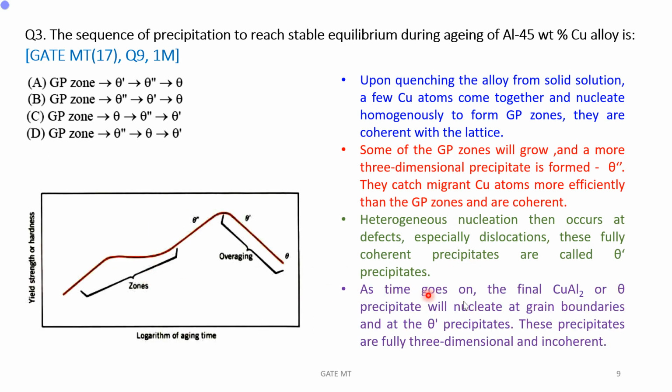And finally, as time goes on, what will happen? The final CuAl2 or theta precipitate will nucleate at grain boundaries. These precipitates are fully three-dimensional, but they are incoherent. Therefore, they will lead to a decrease in hardness. That is, they won't match with the FCC lattice of the aluminum copper alloy, and they are incoherent.